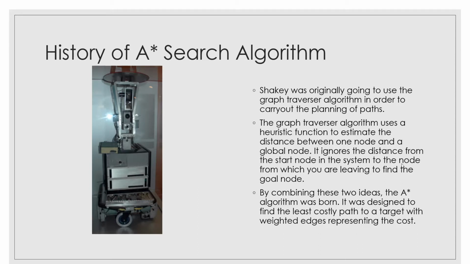Shakey was originally going to use an algorithm called the graph traverser algorithm to carry out the planning of the paths. This algorithm uses a heuristic function to estimate the distance from one node to a goal node, and it ignores the distance from the start node to the current node that you're at in the graph. A-star took these two ideas, and instead of leaving out the distance from your origin point to the current node, A-star takes both the distance to your target goal as well as the distance from your starting node to where you are currently.